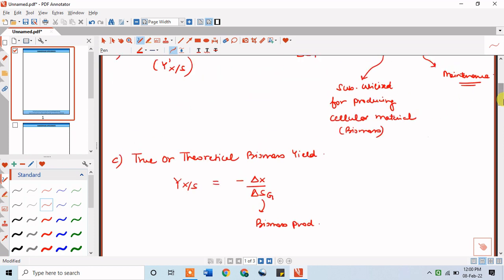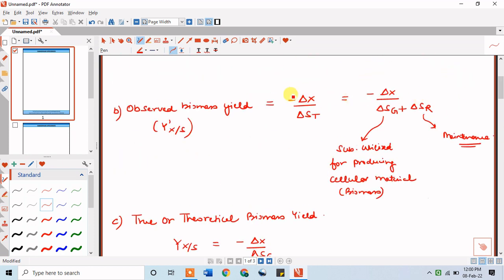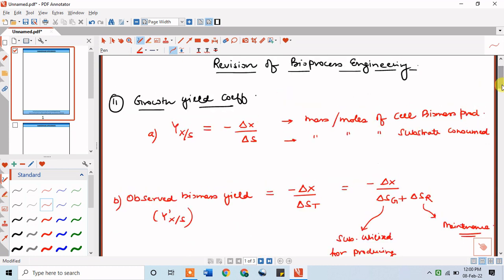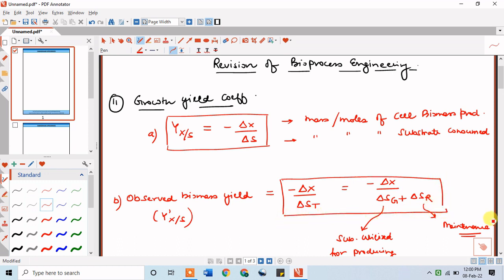ठीक है. So just a moment, I'll just keep these formulas in a box so that आपको ज़्यादा समझ में आ जाएगा. So like this, and this can be written like this. ठीक है. So we've done this.